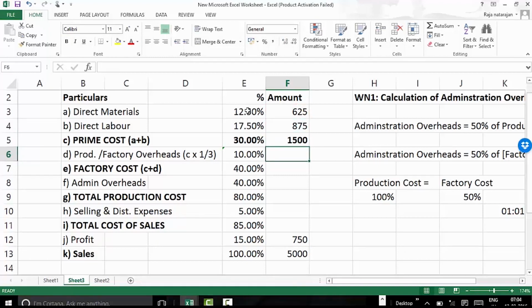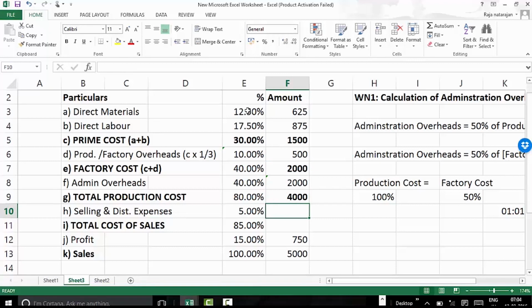And what is production overheads? It is 1/3 of my prime cost. So 1500 divided by 3, and it is 500. So factory cost is the sum of prime cost plus the production or factory overheads, which is 2000. Then comes admin overheads. Admin overheads and factory overheads, they are in equal proportion. So 2000 and 2000. So both make up your total production cost, which is 4000.